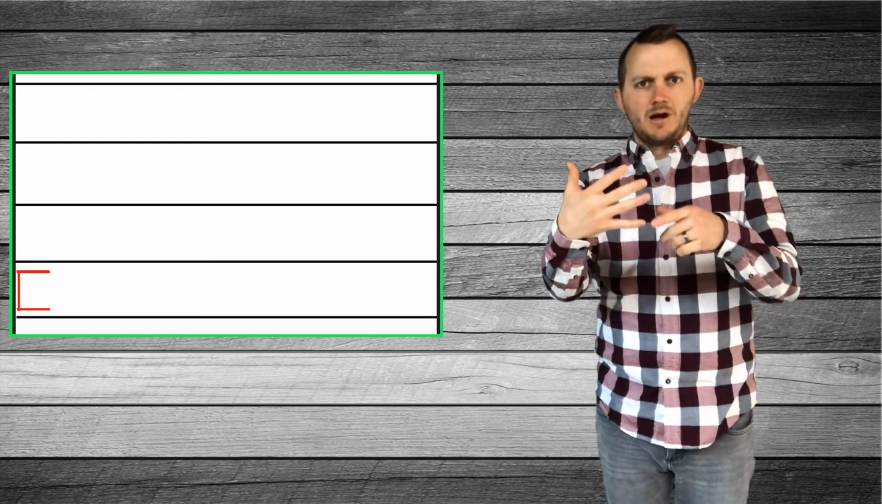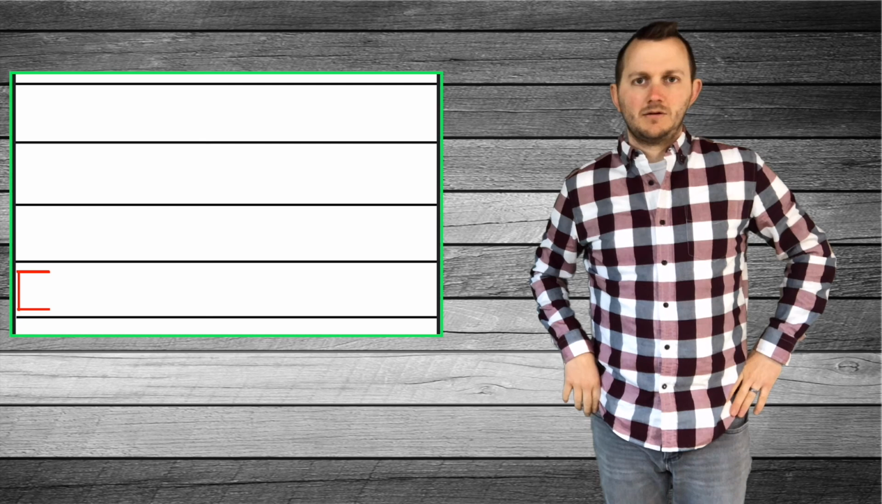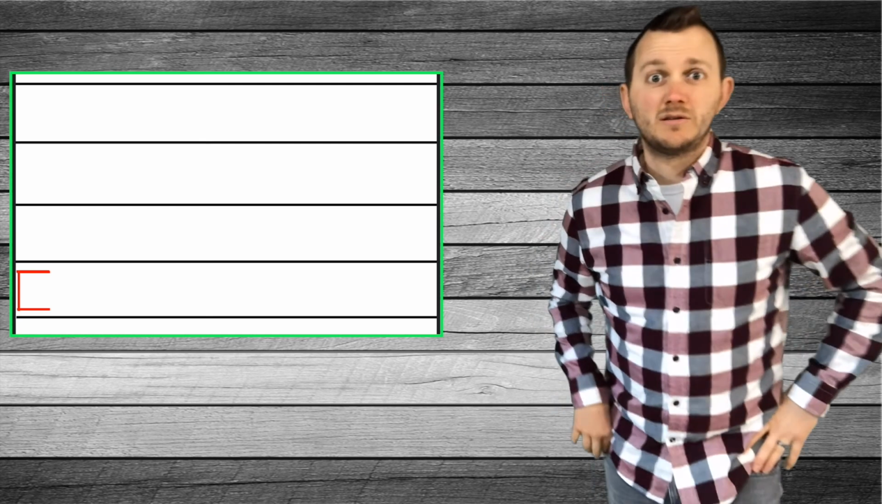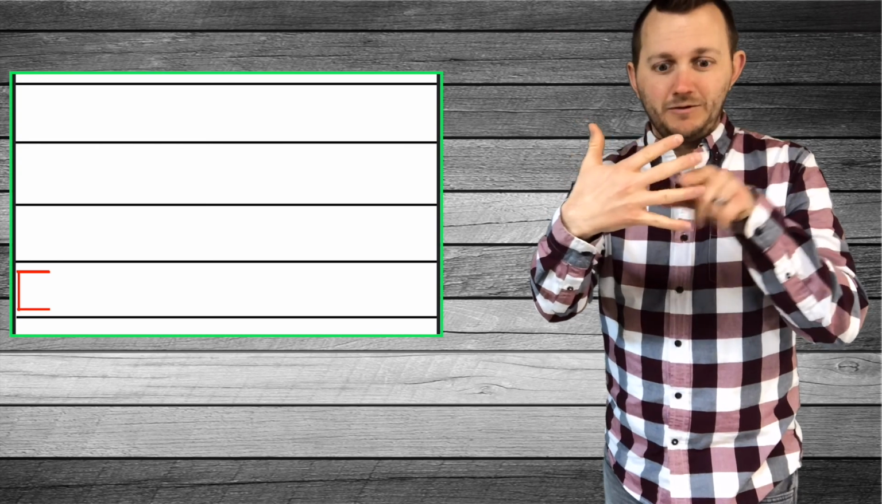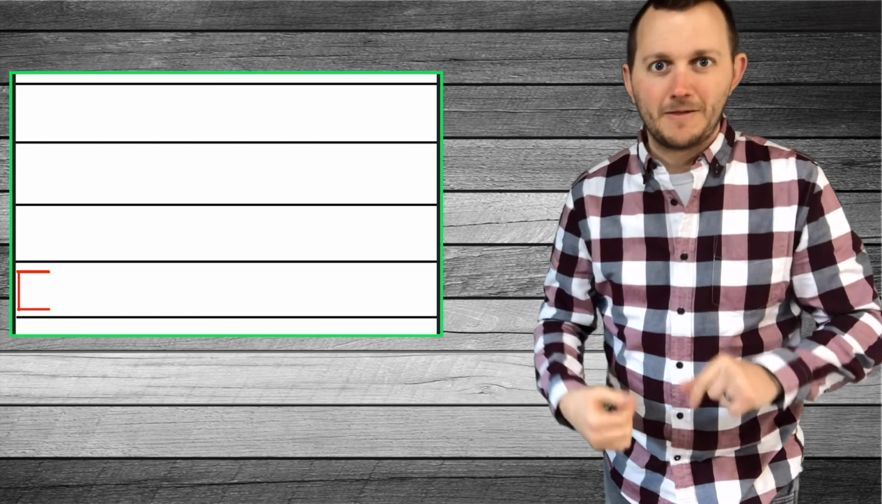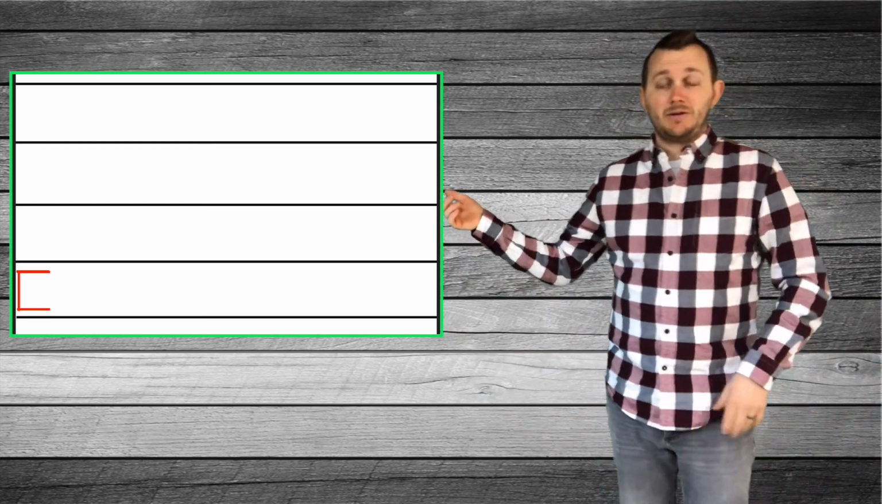Is it living on a line? Is it living in a space? What space is it living in? Space number 1, space number 2, space number 3, or space number 4? Good. For right now, it's living in space number 1.